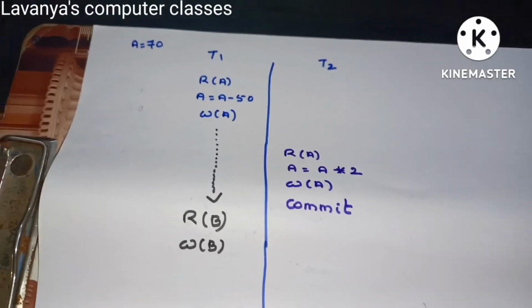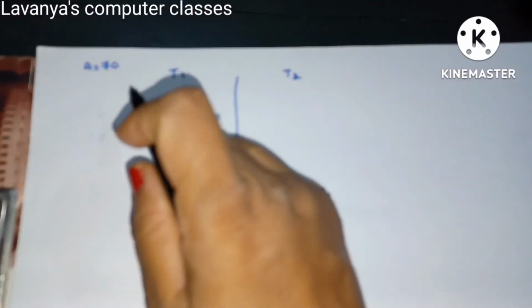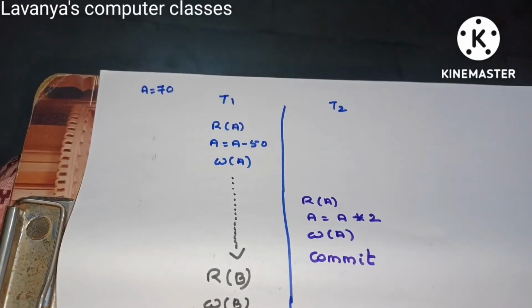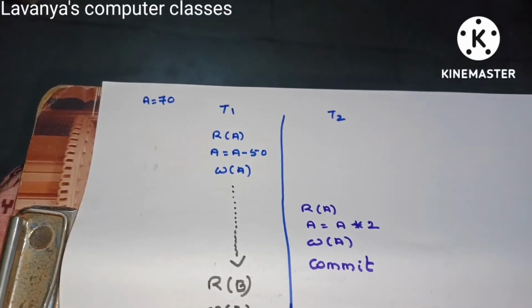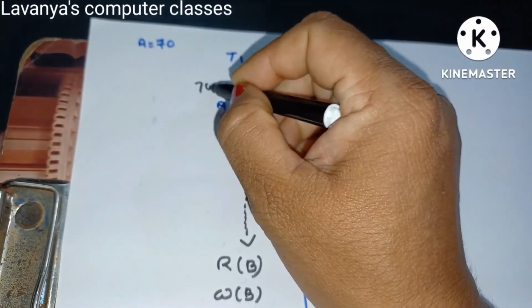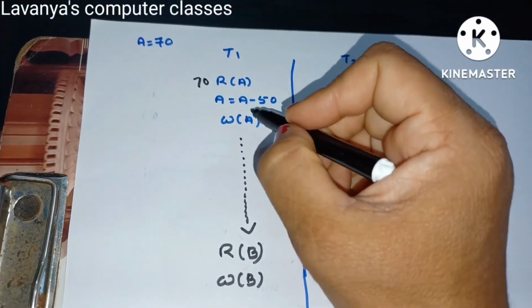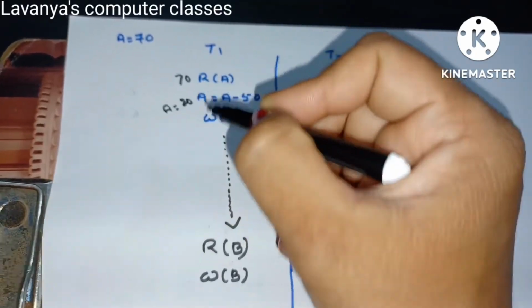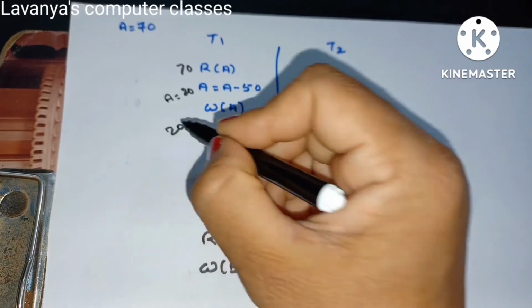So first I will execute here. What is the value of A here? A value is 70. T1 reads A. Read A means the A value 70 is being read here. A equals A minus 50. What is the A value here? 70 minus 50, that is 20. Write A means 20 is updated.